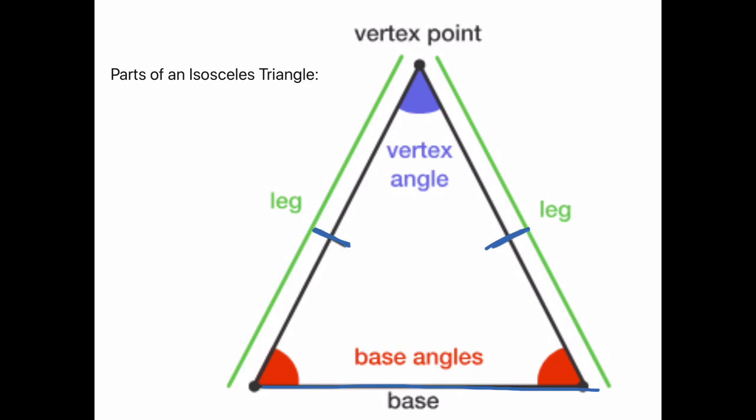The legs come together to form what's known as a vertex angle. The other two angles are known as base angles. So here are the base angles. So a vertex angle and two base angles, two legs and one base.